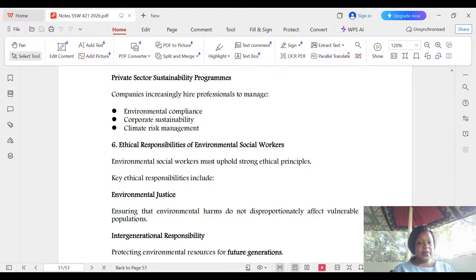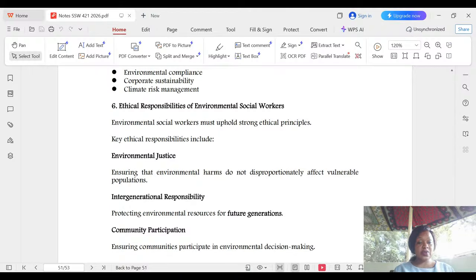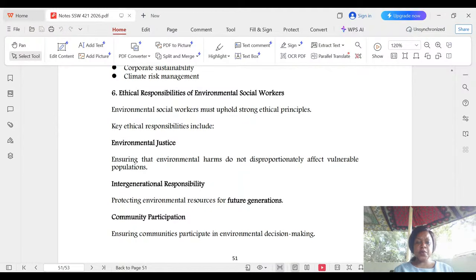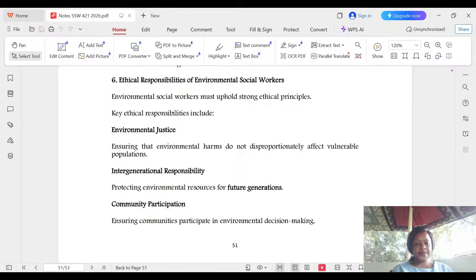Another ethical responsibility would include intergenerational responsibility, protecting environmental resources for future generations. Community participation, ensuring communities participate in environmental decision making as opposed to being dictated to. So, protecting the autonomy. The principle here will be autonomy and self determination, protecting the autonomy and the self determination of communities by ensuring their engagement in participation.